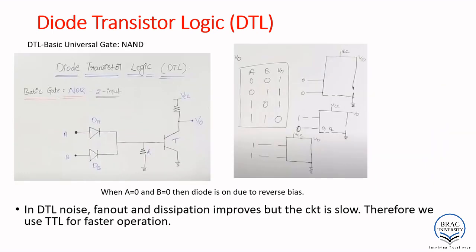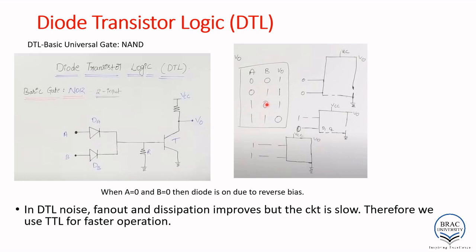In the previous slide we discussed the 0 0 condition. Let me use the laser pointer. For 0 0, you are getting 0 here. So this transistor will be off and it will be open circuited. So V0 is connected to VCC, that's why we are getting high.